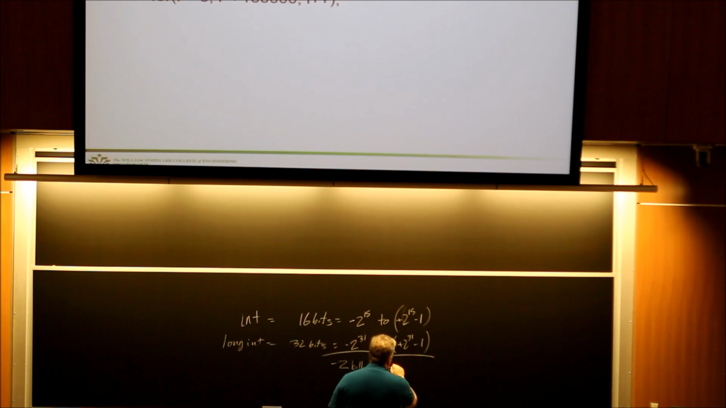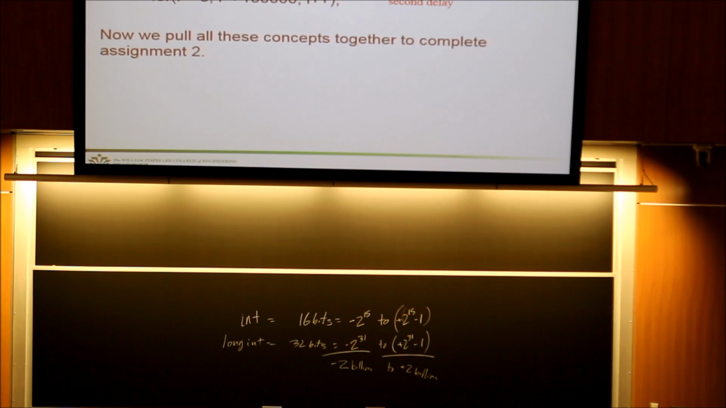About negative 2 billion to about positive 2 billion. So about 4 billion different numbers, right? All right, we're back up above. So you'll need to change the value of that variable. Make sure that you make it a long integer, otherwise you're going to have some problems.